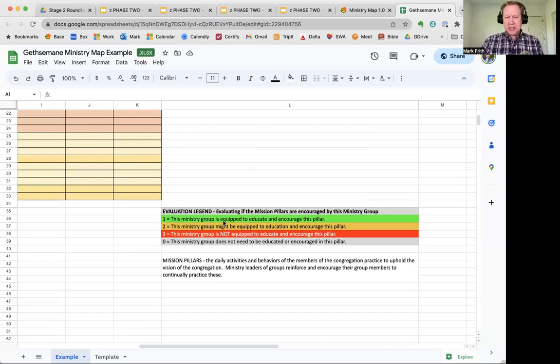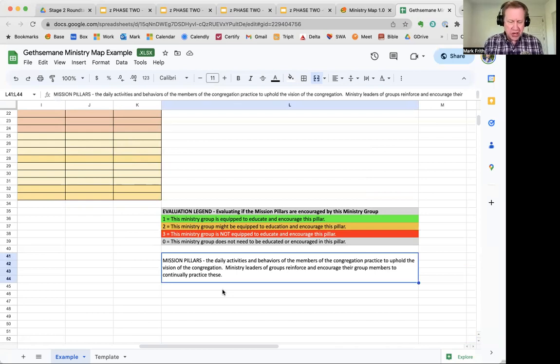A 1 means this ministry group is equipped to educate and encourage this pillar. Number 2 means this ministry group might be equipped to educate and encourage this pillar among their members. The key word is might or may. All right. It may work in that way and it may not. Number 3 says this ministry group is not equipped to educate and encourage this pillar. Just take that for what it's worth. And then a 0 simply indicates this ministry group does not need to be educated or encouraged on this pillar or even worry about it. Again, I included this little note in your ministry map.